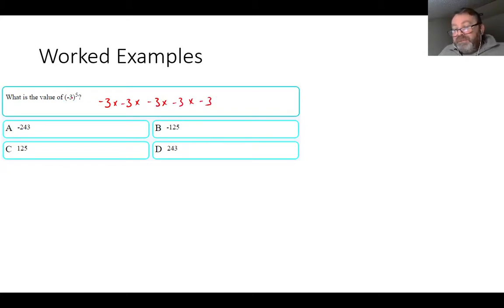It's minus 3 multiplied by itself 5 times. Positive exponents, positive powers, tell you how many times to multiply the base by itself. Key thing here is that if I multiply, I would do the minuses first. Minus by minus is plus. By minus is a minus. By minus is a plus. By minus is a minus. So therefore you've got a minus answer.